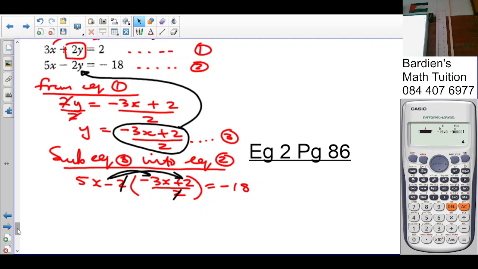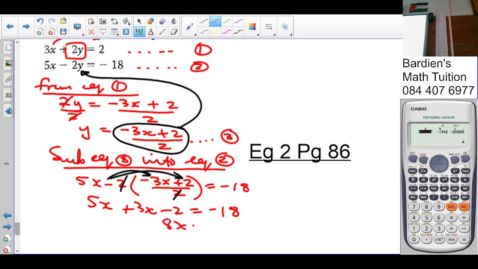So what do we get? 5x plus 3x minus 2 is equal to negative 18. So you solve for x and x is equal to negative 2. So you got 8x is equal to negative 16, divided by 8, x is equal to negative 2.